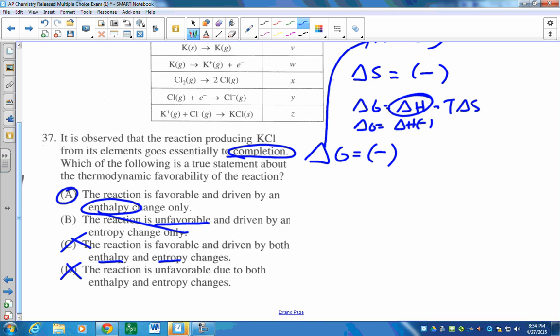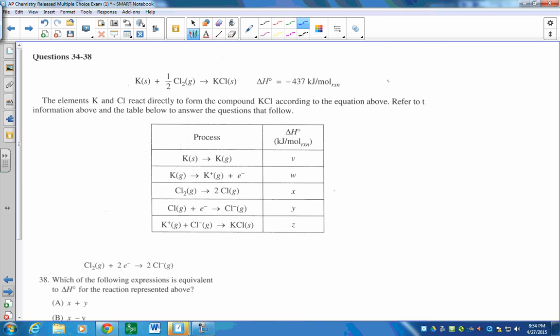What does the answer key say? It predicts correctly that the sign of the free energy change would be negative, or thermodynamically favored, since it goes to completion, and driven by an enthalpy change, since the overall reaction listed is exothermic. The reaction is not driven by an entropy change, because the entropy of the system decreases, not increases. So yeah, basically.